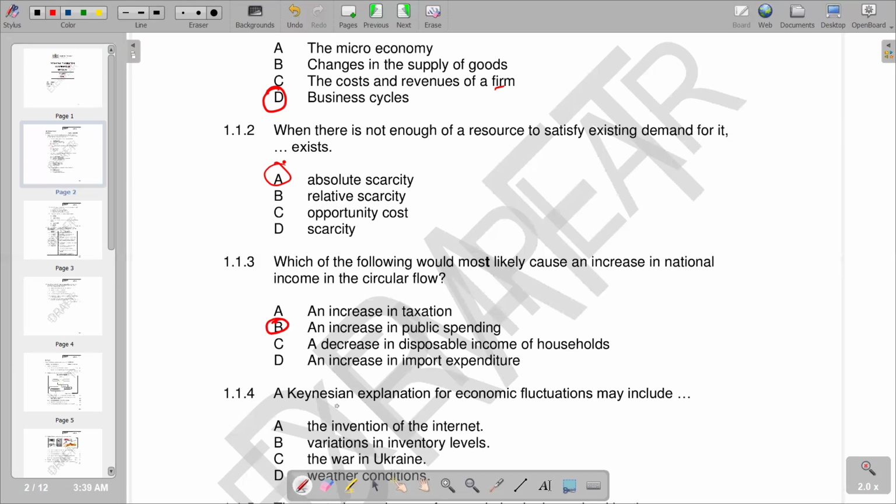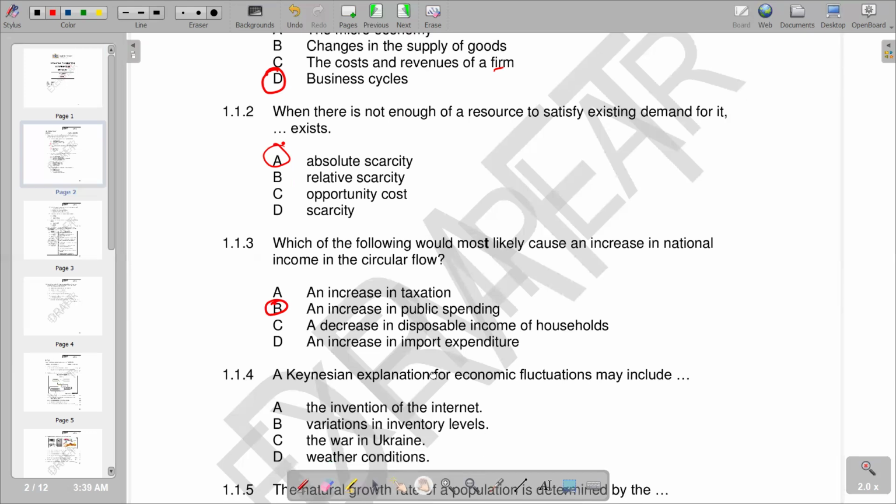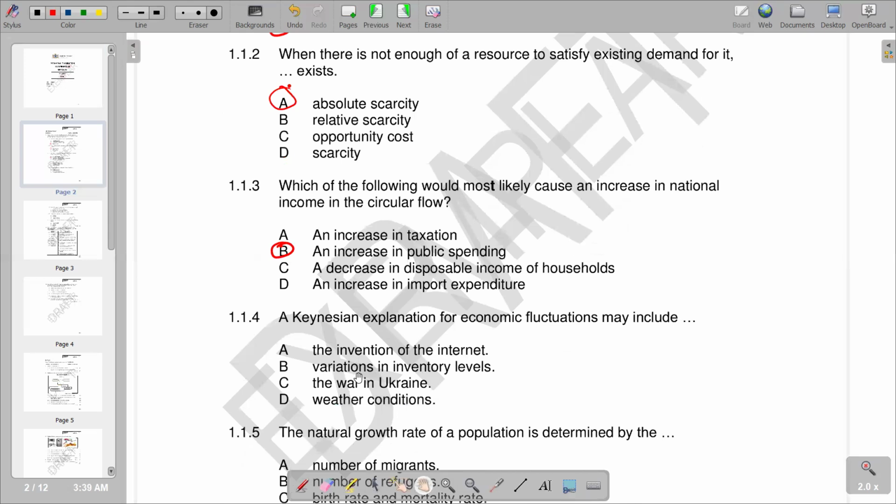Then moving on to the next one, 1.1.4. A Keynesian explanation for economic fluctuations may include the invention of the internet, variations in inventory levels, the war in Ukraine, and weather conditions. So according to the response that we have, B is the correct response there: variations in inventory levels. So this is what we have in terms of 1.1.4.